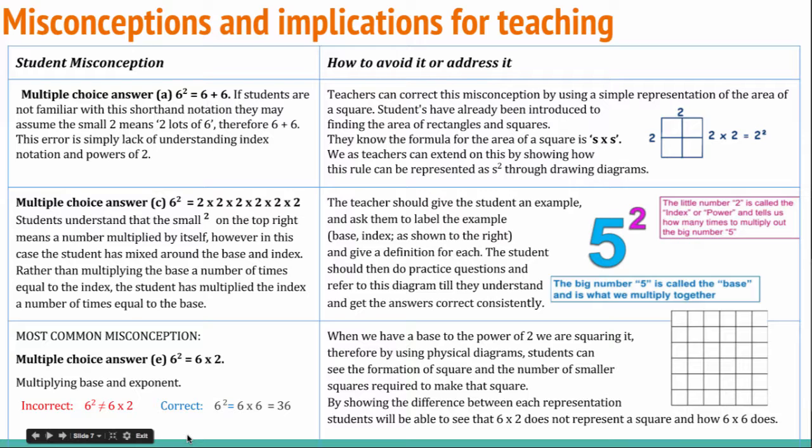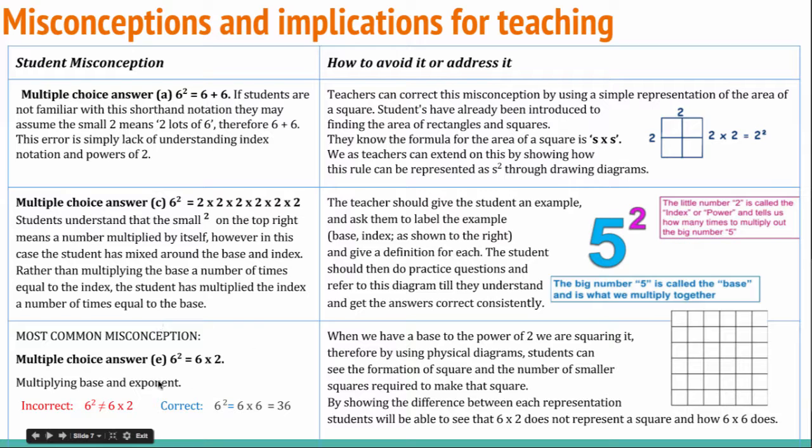So, what is it that we as teachers can do to avoid and address this misconception? This error may be simpler than the others to overcome, as the student maybe is on the right track but has just executed the answer incorrectly. So to help them overcome this, we should give the student an example, where we have base 5 and our index as 2. Ask them to label this according to the base and index and give a definition for each. You can see there. That way they understand exactly what both mean. After that, students should do some practice questions and refer to this diagram till they understand and get the answers correctly, consistently.